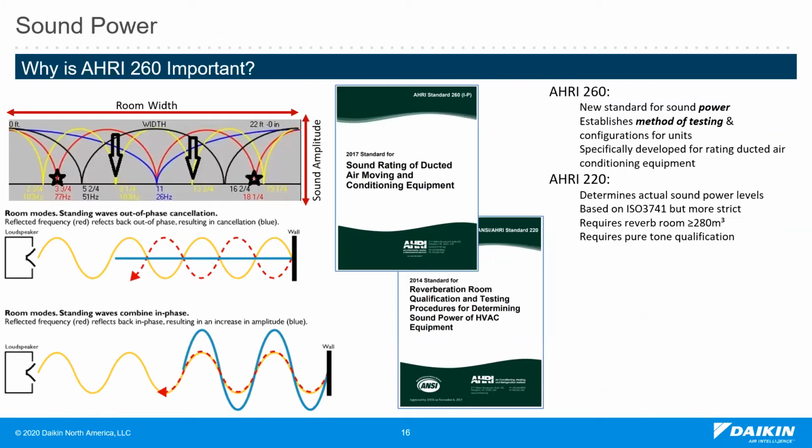AHRI 260 sound power ratings are important. Why? Because it establishes methods of testing and configurations for ducted units. AHRI 260 references AHRI 220, which establishes a minimum reverb room volume requirement. This is a good thing because smaller rooms create more opportunities for sound waves to bounce around and add up or cancel out, as you can see here on the upper left corner diagram. A bigger room equates to more accuracy, so the more thorough the standard, the more accurate the information.